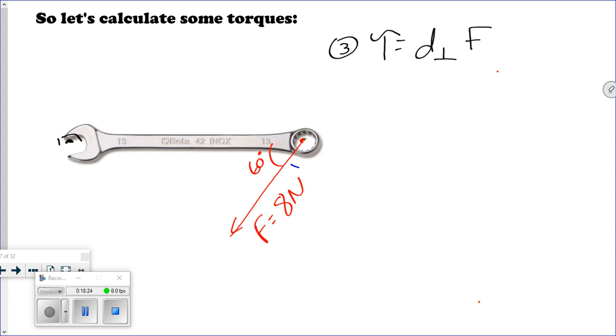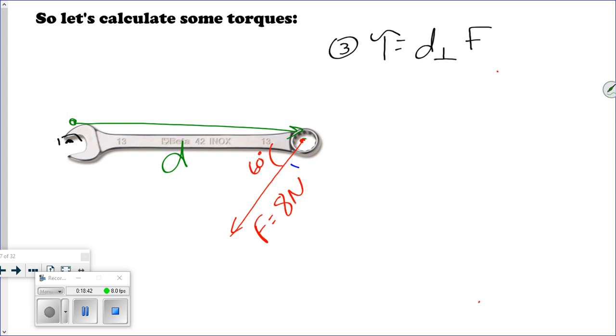Let me clean up my drawing here a little bit. So here's my lever arm, right? My lever arm looks like this. What I want to do is split this lever arm vector up into components. One of them is supposed to be parallel to the force, and one of them is going to be perpendicular to the force.